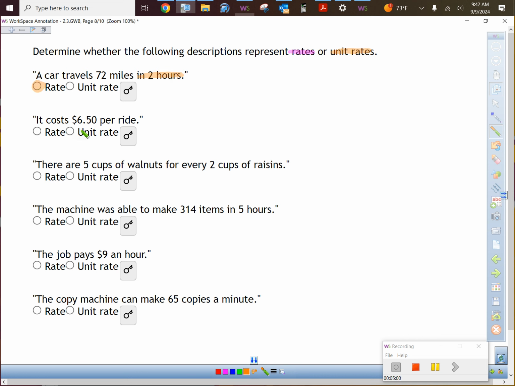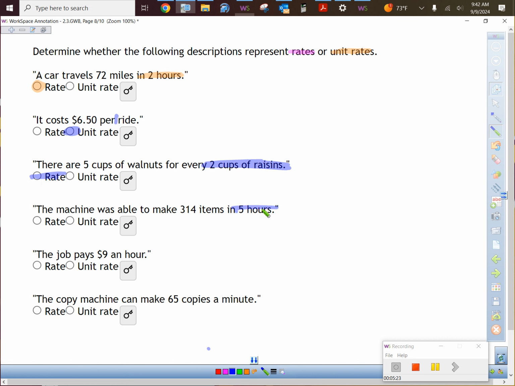It costs $6.50 per ride. Are you cool that there's just like a 1 in front of the ride? Is that a rate or a unit rate? That's a unit rate because there's a 1 right there. 5 cups of walnuts for every 2 cups of raisins. What do you think? Rate or unit rate? That's a rate because that's not a 1.